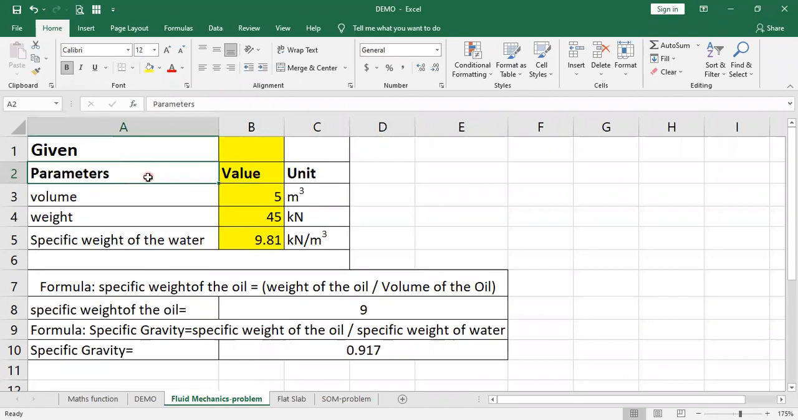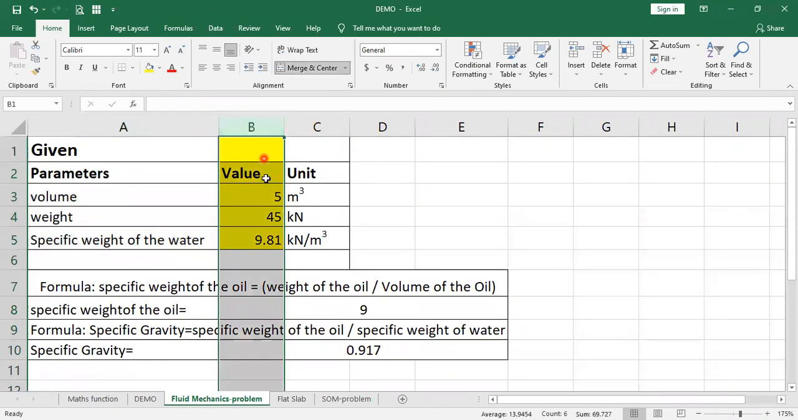So parameters, always remember, keep whatever text is there. So you have to just mention that text in one column. In the other column, just mention the values, whatever the values are there. And in the third column, mention the units of it. So these units have been mentioned in the third column.